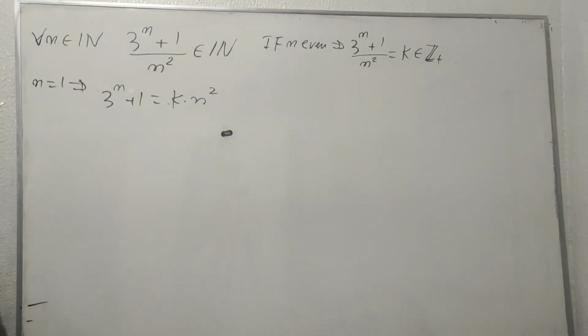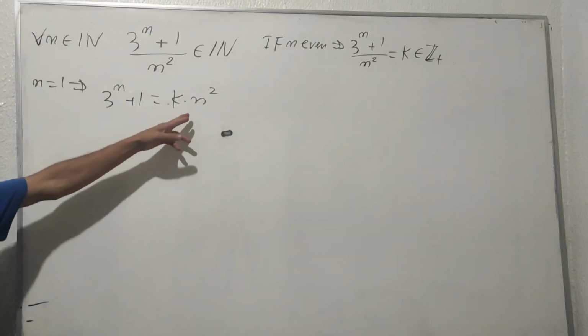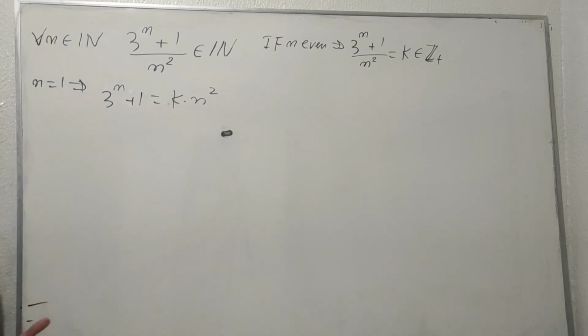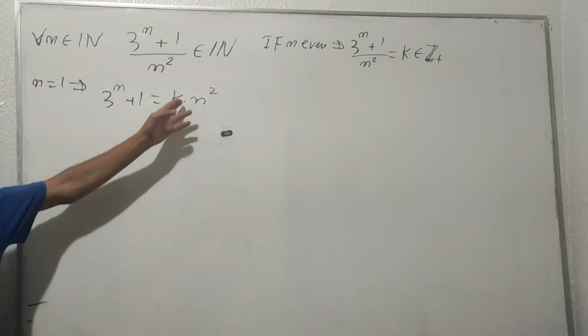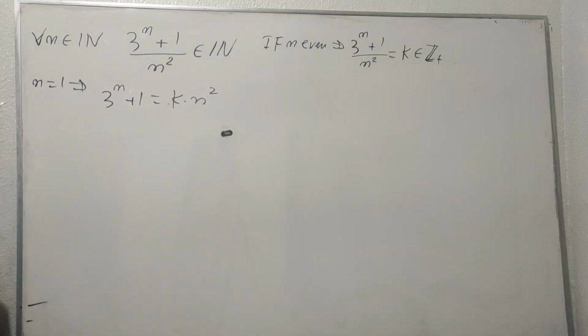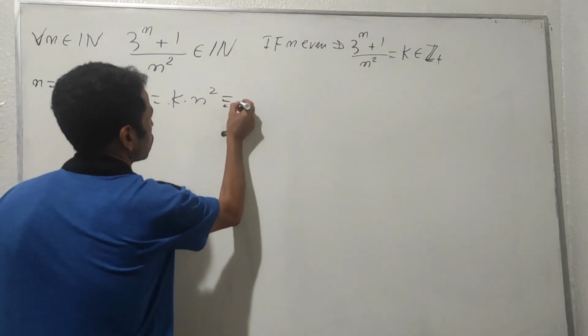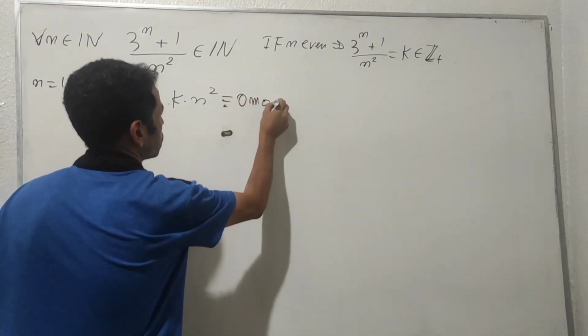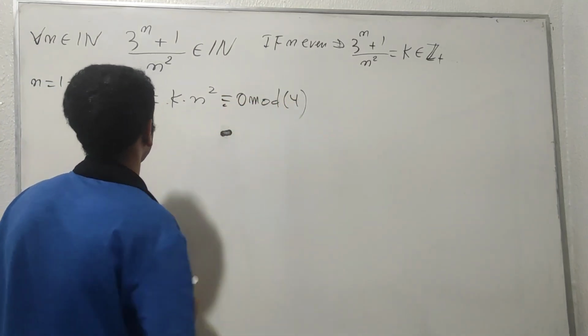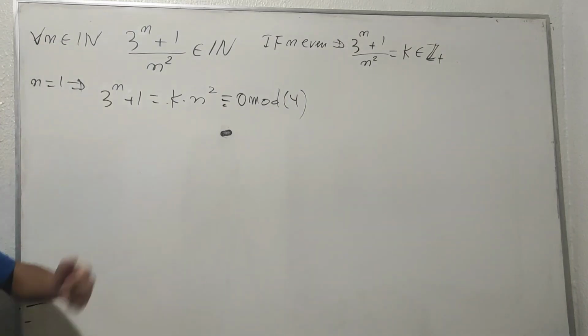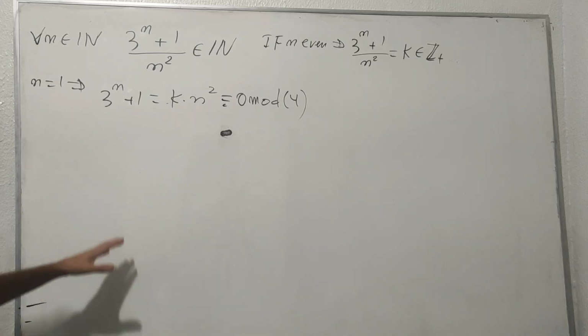As we know, if we have an integer n, n even, and we square it, we always get n squared congruent to 0 mod 4, or n squared is a multiple of 4 always. So this is definitely congruent to 0 mod 4, which means the left hand side of this equation is also congruent to 0 mod 4. So what does this mean?